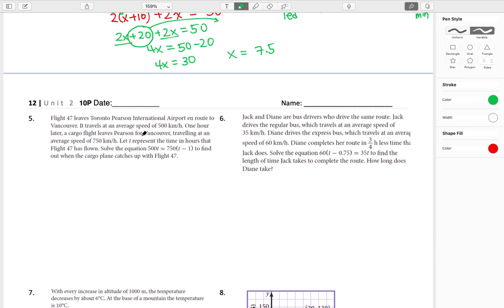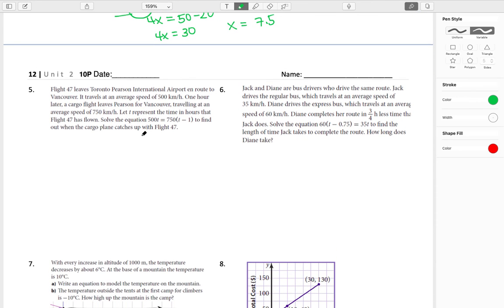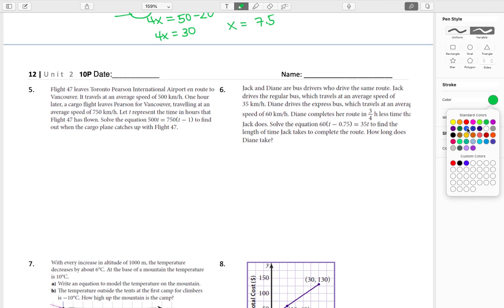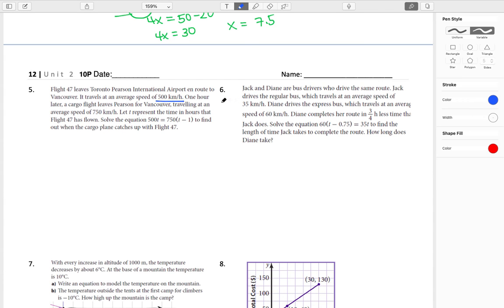Okay, so let's try number 5. It says, Flight 47 leaves Toronto Pearson International Airport en route to Vancouver, traveling at an average speed of 500 km per hour. 1 hour later, a cargo flight leaves Pearson for Vancouver, traveling at an average speed of 750 km per hour. Let T represent the time in hours, and solve the equation.